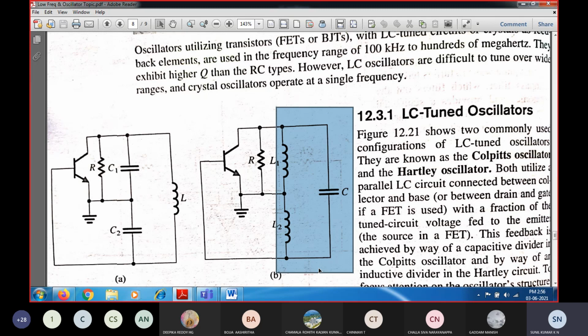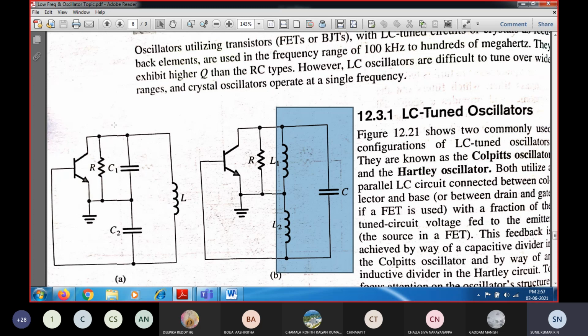When you have inductor and capacitor in the feedback path, the frequency of operation will be very high. So from 100 kilohertz to a few hundreds of megahertz, you get the oscillation frequency. Because of that, the crystal and LC type oscillators operate at a higher frequency range. At the same time, we will see the value of Q, the quality factor. In any type of oscillator, if an LC circuit is in the feedback, you have a high Q factor. High Q factor is the quality factor for oscillators.